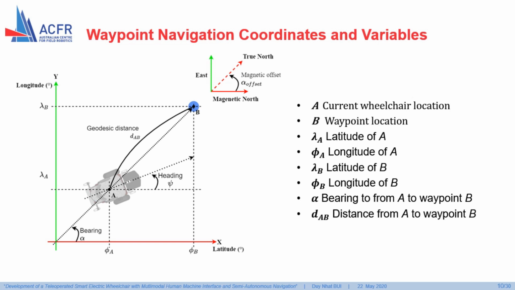To calculate the distance between the current position A to the waypoint B, the Haversine formula is used to provide the geodesic distance estimate, which uses the spherical model of the Earth. Finally, trigonometry between the position A and position B is used to calculate the bearing.